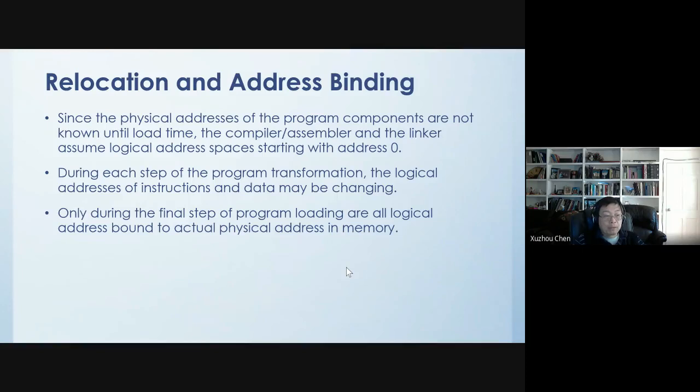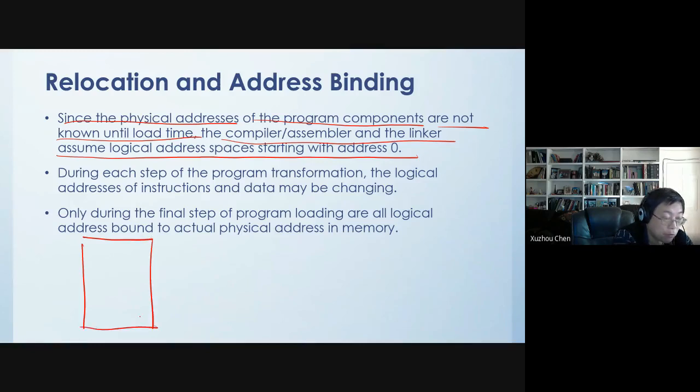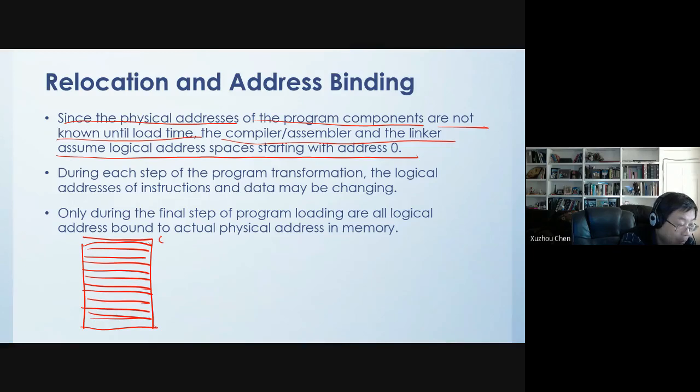Now, since the physical address of the program components are not known until load time, the compiler, the assembler and the linker assume the logical address space starting with the address 0. So let's say this is your load module. Now you have it organized into a whole bunch of instructions, and then you have instruction number 0, 1, 2, 3, 4.